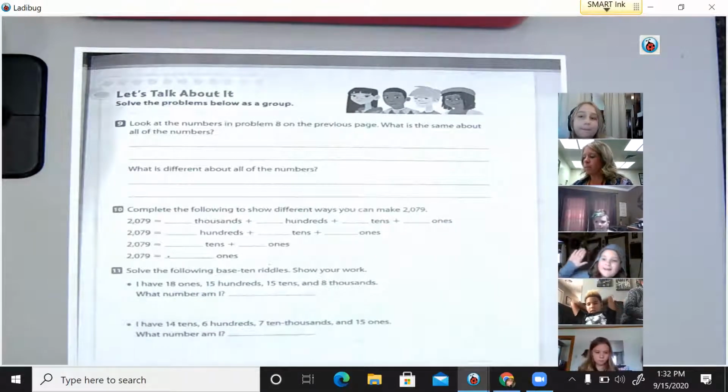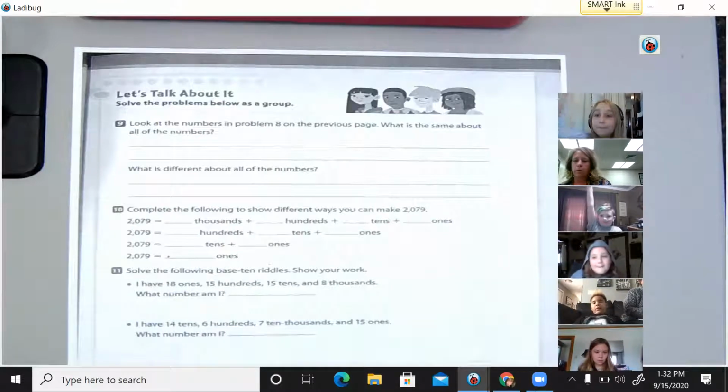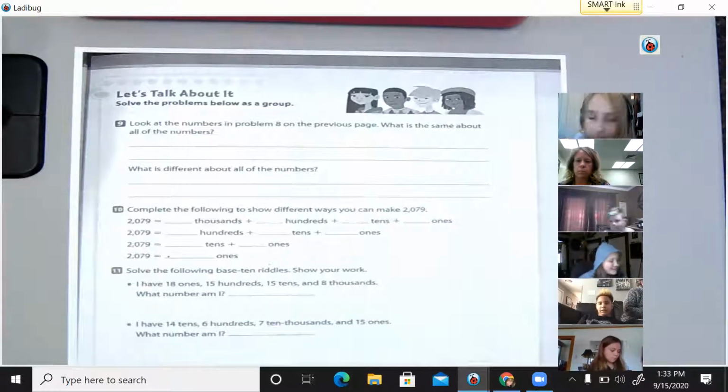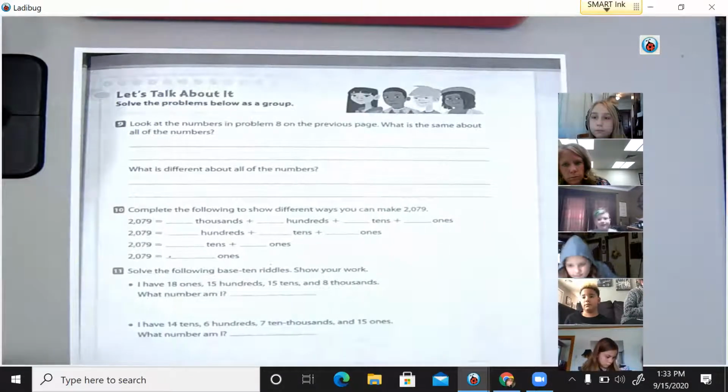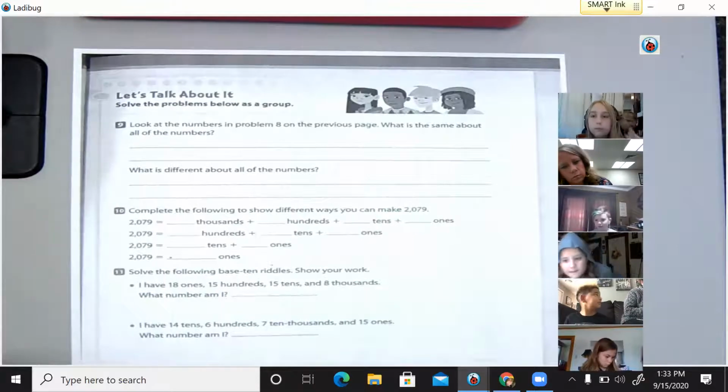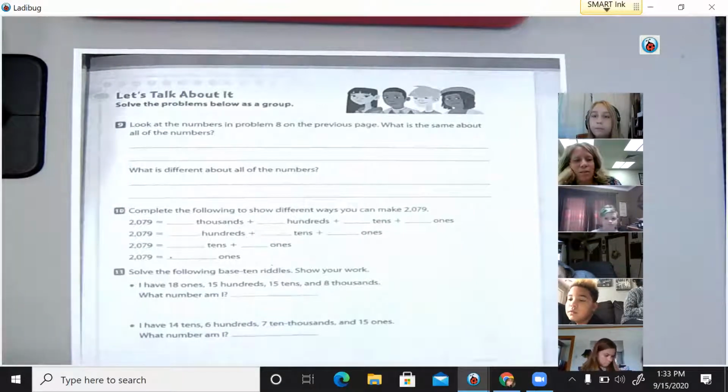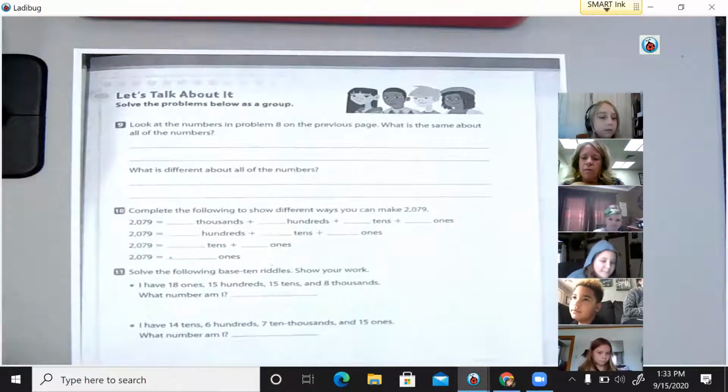Okay, how about difference? What's different about all the numbers? Sophia? They're all a different amount. Very good. Anyone else? Peyton, something different? Each of them has a different amount of zeros. Right, and even 6. Does 6 have any zeros? No zeros in 6. Anyone else have anything to share? Okay, let's go ahead and move on.